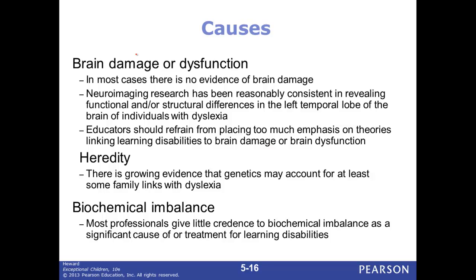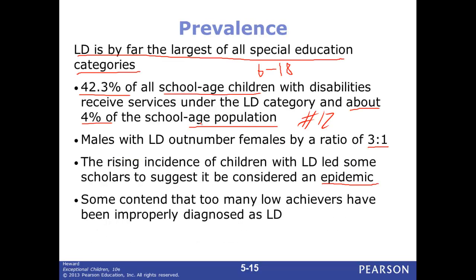Causes. Brain damage or dysfunction. In most cases, there is no evidence of brain damage, and they have tried and tried to make a connection here, and they can't find it. Neuroimaging research has been reasonably consistent in revealing functional and/or structural differences in the left temporal lobe of the brain of individuals with dyslexia. And it's only this one they're talking about because that's the most common kind of learning disability. Educators should refrain from placing too much emphasis on theories linking learning disabilities to brain damage or brain dysfunction. And it doesn't really matter if you're serving somebody with this.